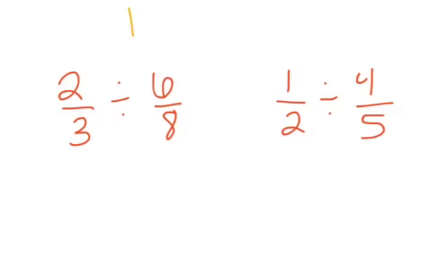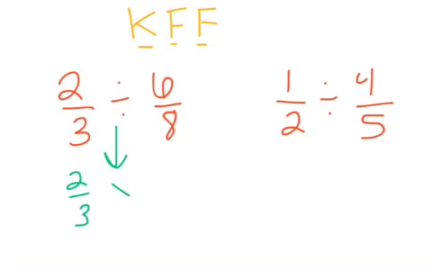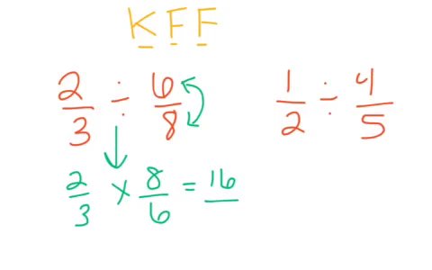I'm going to put a KFF at the top here to remind me of my steps. Keep, flip, flip. So when I'm solving my problem, I keep the 2/3, flip, divide to multiply, and then flip my fraction around to 8/6. Now I just multiply across to get 16/18.